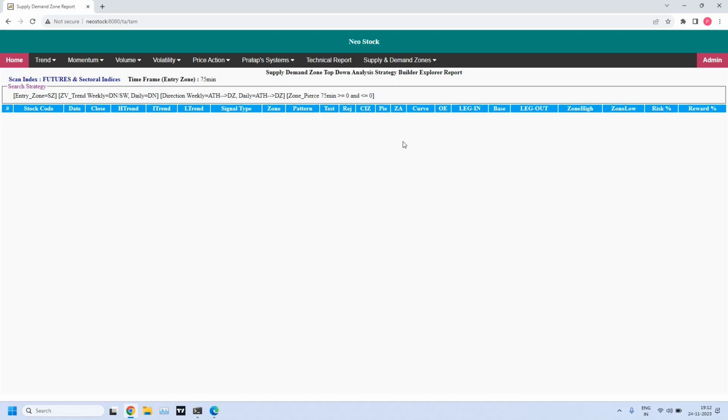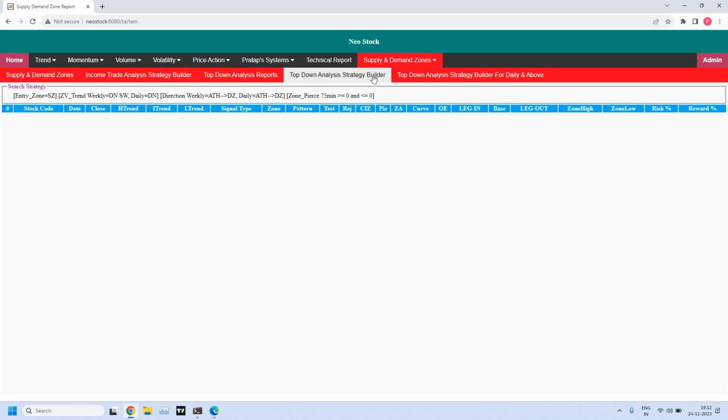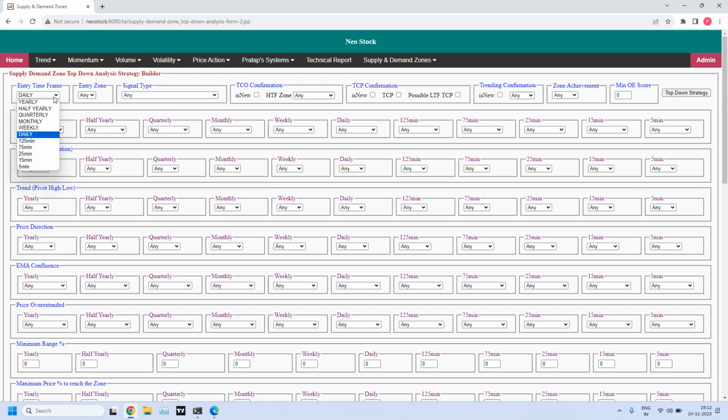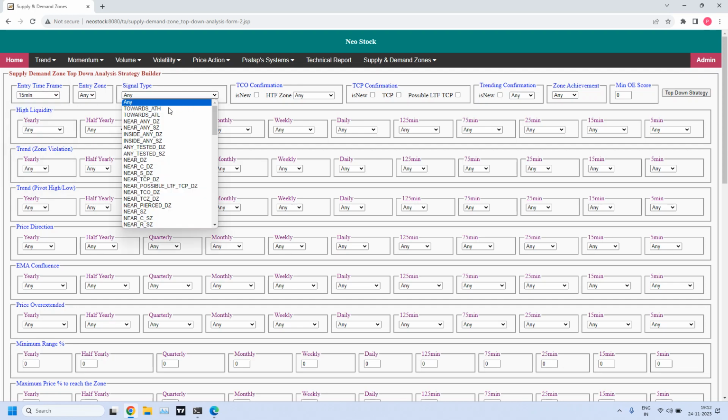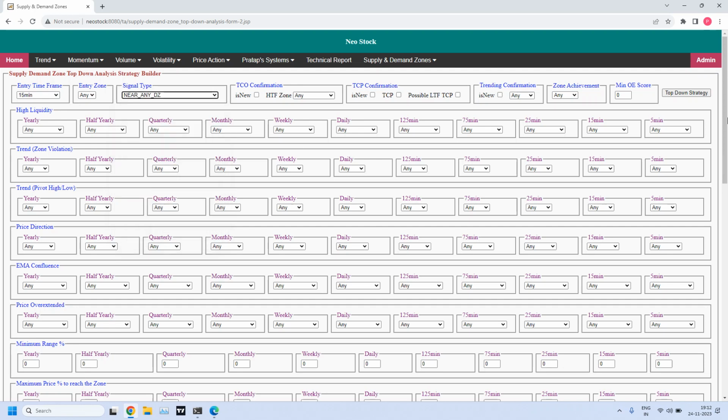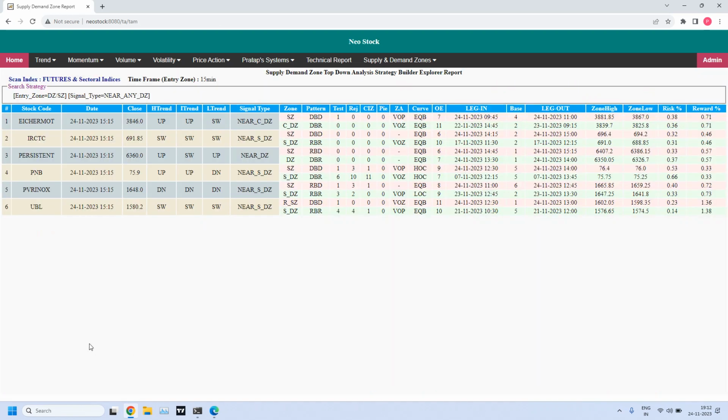Now let's move on to the 15 minutes time frame. So let us generate demand and supply zones for the 15 minutes time frame. Entry time frame is 15 minutes. Let us find the stocks which are near to the 15 minutes demand zone. So 6 stocks are filtered.